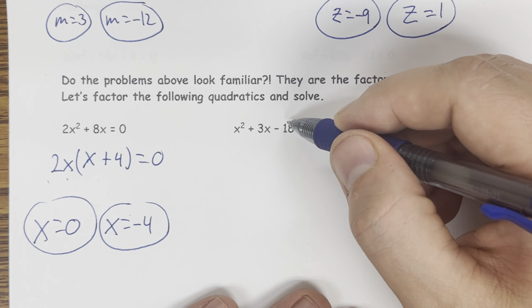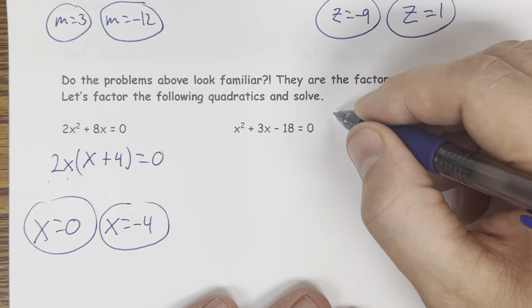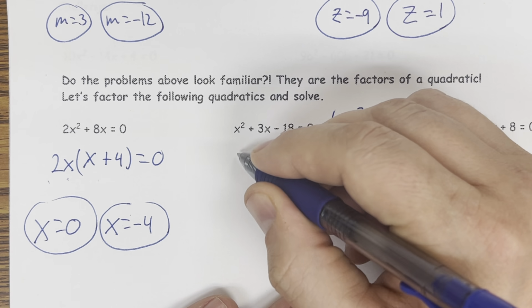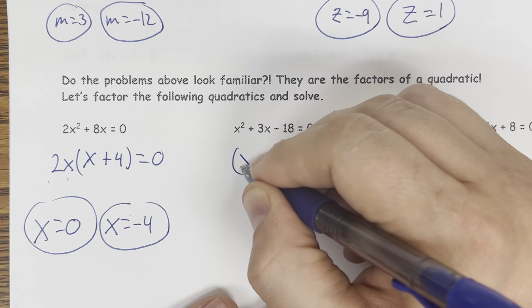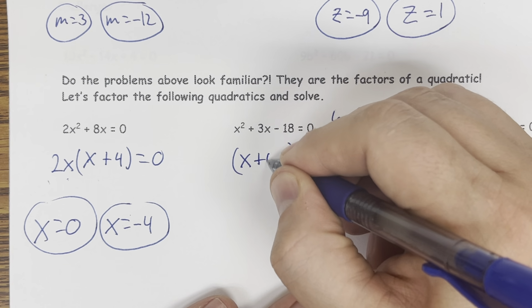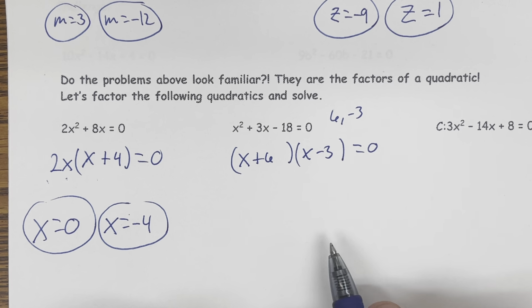And we have negative 18, so that has to add up to 3. So that would have to be a 6 and a negative 3. So factored form. Set up our two sets of parentheses equals 0. X plus 6, x minus 3. Now we're looking for our two solutions, so it's one more step.